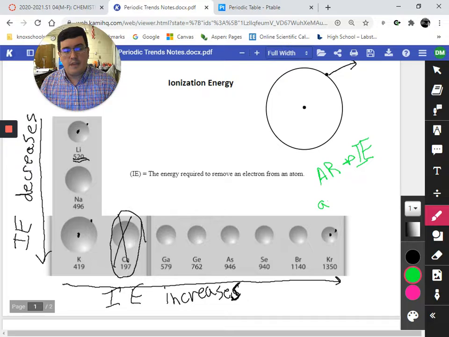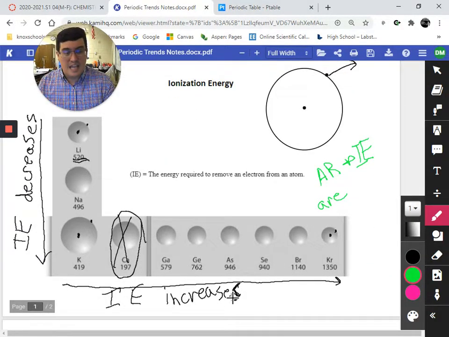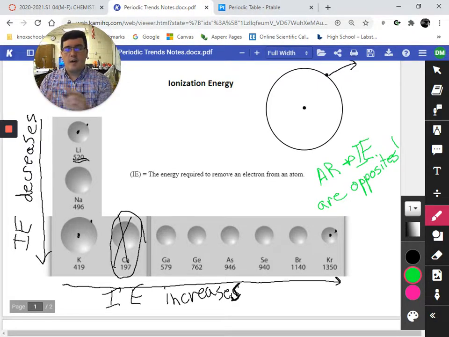What can we say about them? Let's look. As I go down, ionization energy decreases, but atomic radius increases. And as I go across, atomic radius decreases, but ionization energy increases. They are direct opposites. Atomic radius and ionization energy are opposites of one another. So if you memorize one, you can memorize the other one.